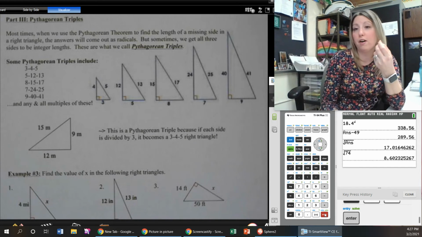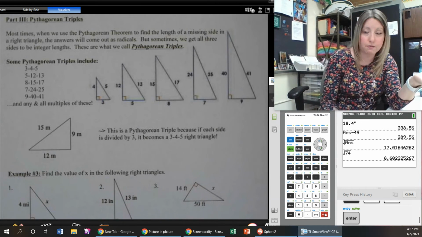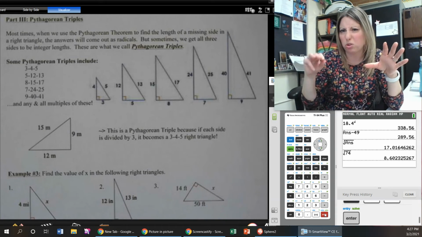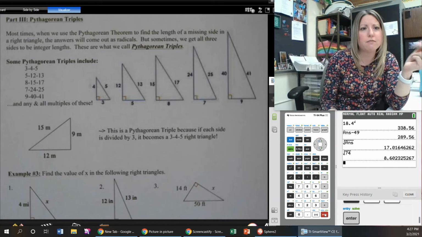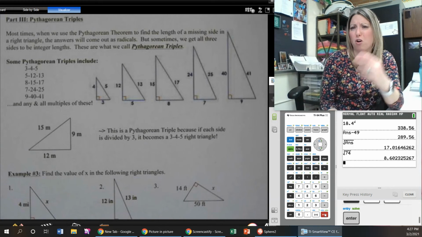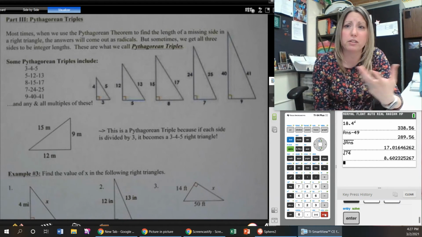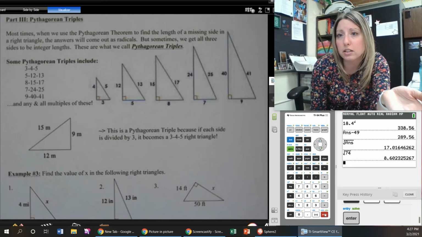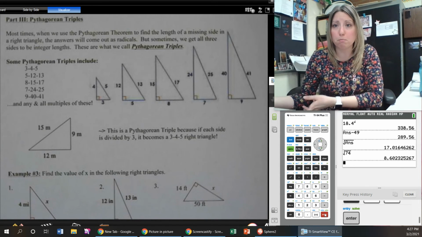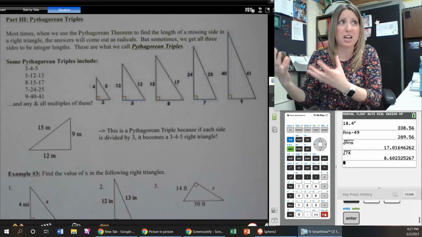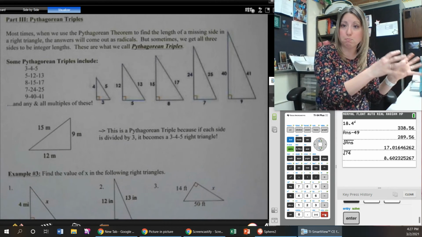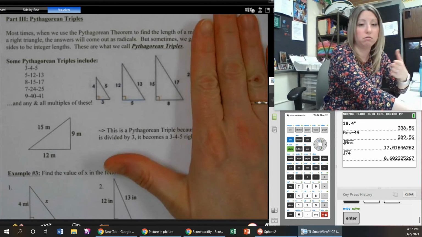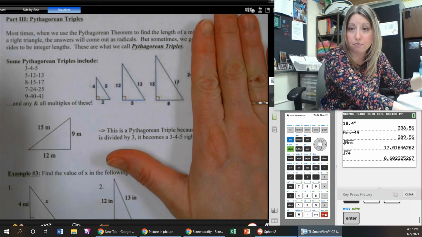So 3, 4, 5, a 5, 12, 13, and 8, 15, 17. Those three really are the ones we see most. 7, 24, 25, and a 9, 40, 41. I've almost never seen a 9, 40, 41, but it's a possibility. I mean, there are an infinite number of these possibilities, but again, do we see those often? No. These are the ones we see most often.